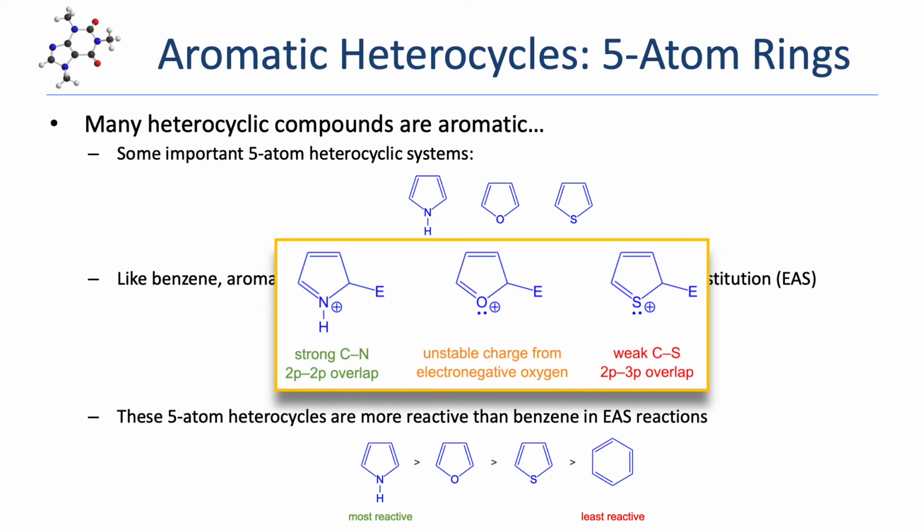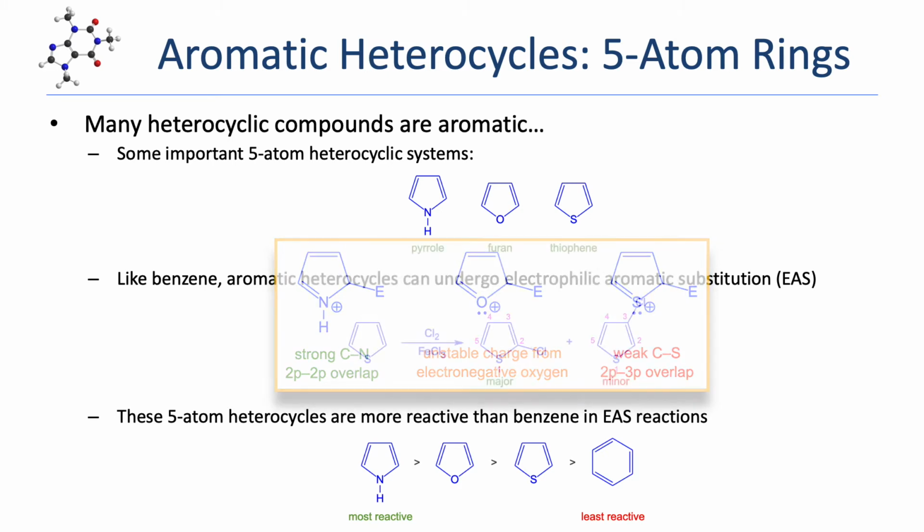However, the C=S pi bond in the thiophene intermediate is formed between a 2p orbital on carbon and a 3p orbital on sulfur. This mismatch in orbital size results in poor overlap, leading to a rather weak pi bond. The intermediate formed from thiophene is thus considerably less stable than those formed from pyrrole and furan, leading to a slower reaction for thiophene.